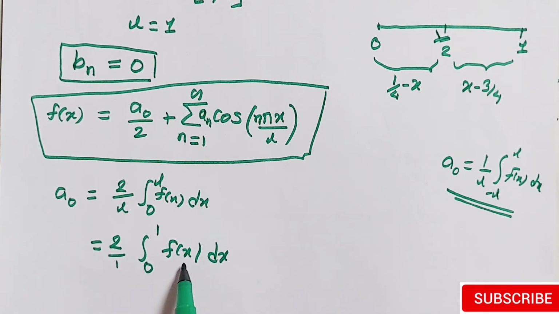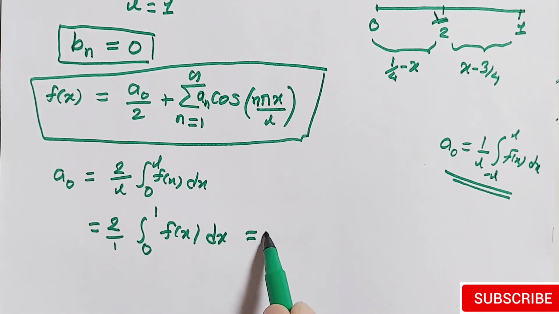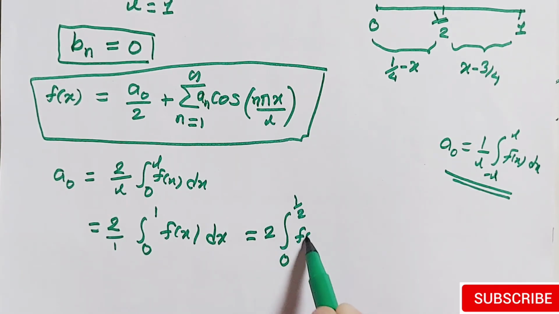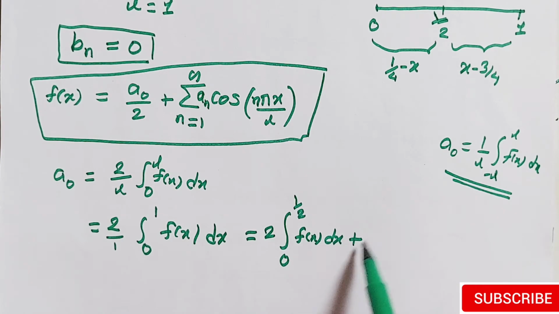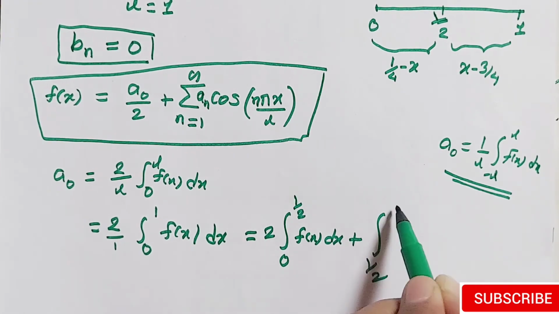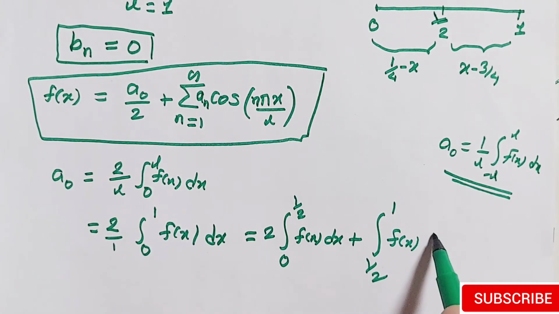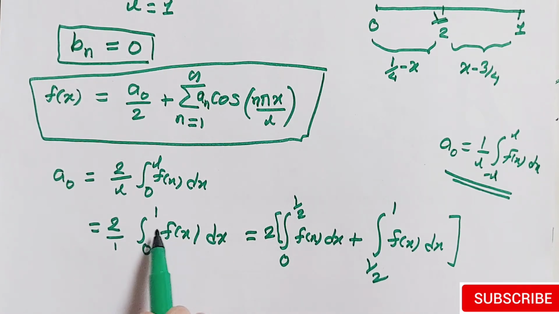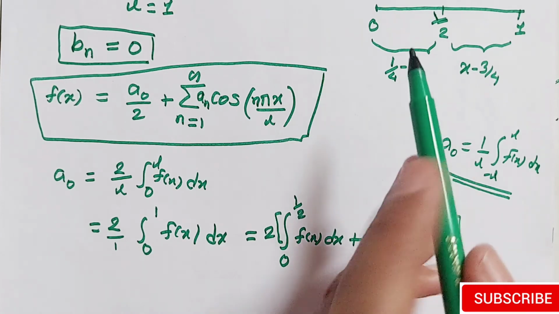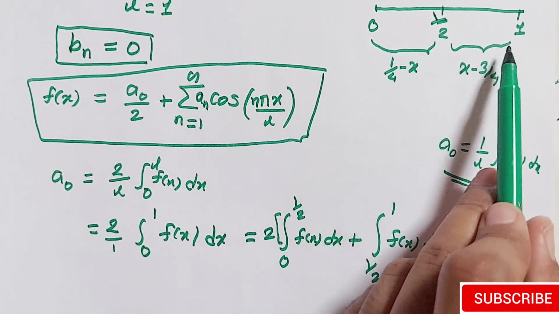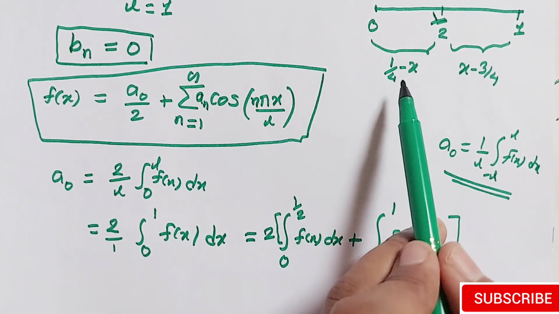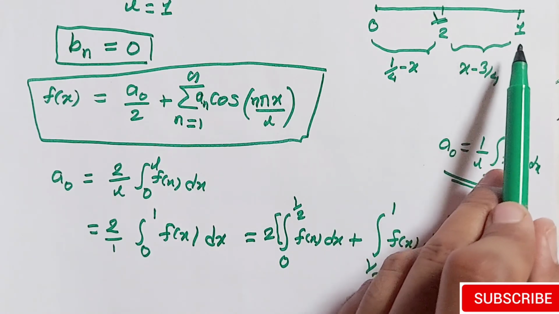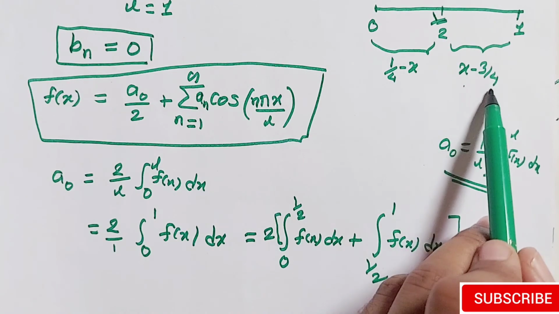Here we have to put the value of the function. So we can write this as integral 0 to 1/2 f(x) dx plus integral 1/2 to 1 f(x) dx. We are dividing this integral 0 to 1 into 2 parts because our function is divided into 2 parts. From 0 to 1/2 the value of the function is 1/4 − x, and from 1/2 to 1 it is x − 3/4.